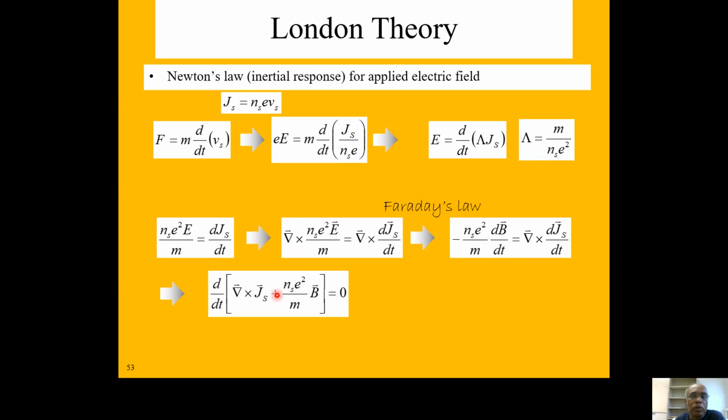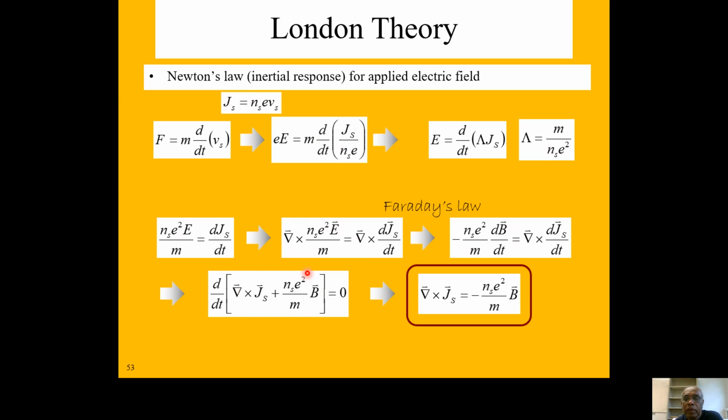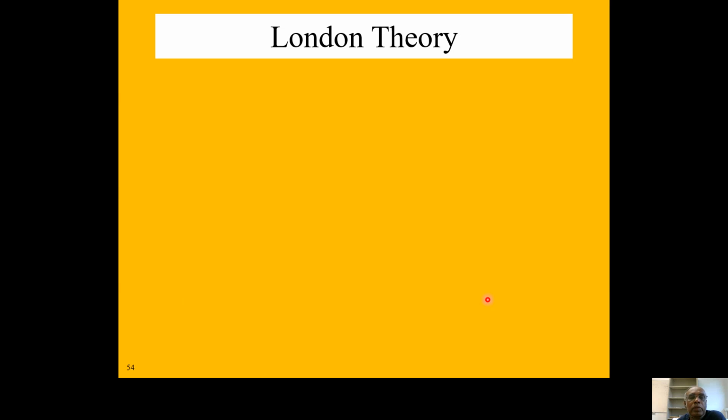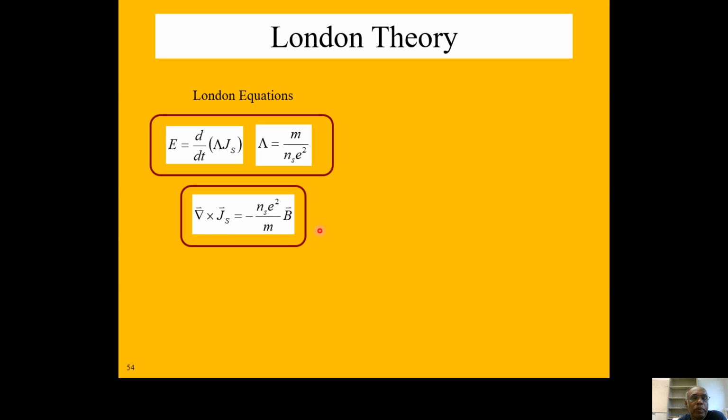This is fine, right? Since this is 0, we can have the inside be 0, because we know inside the superconductor the magnetic field is 0. Then I can write grad cross Js equals minus this one, right? That's the starting point. This is what we have so far: grad cross Js equals this.